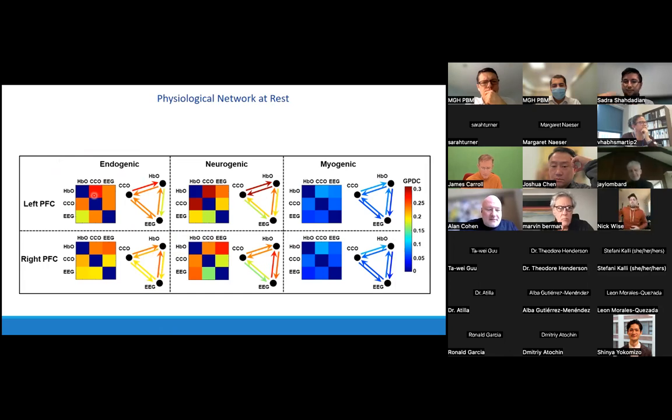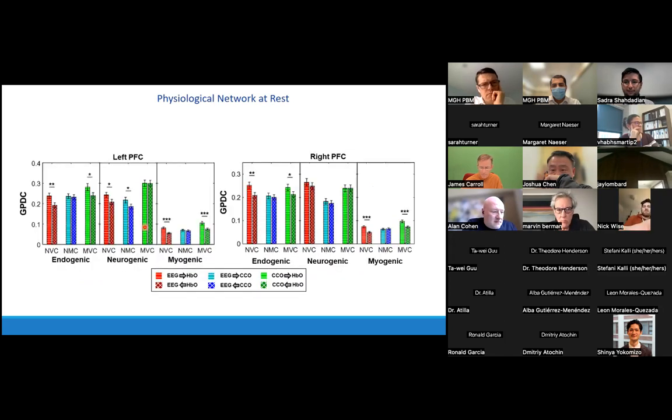As you can see here, we have some differences, for example, from EEG to HBO or from HBO to EEG. The directions show which one is leading the other one. For example, here or here on both prefrontal cortices, we have EEG leading HBO, stronger than HBO leading EEG, which means that the demand for oxygen in the electrophysiological activity is leading the HBO, which is shown previously, actually, because the demand always leads the supply.